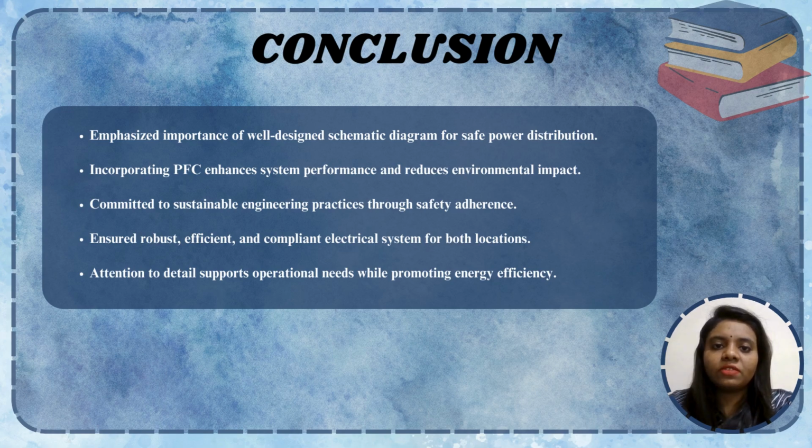Adhering to electrical safety standards and considering cultural and environmental factors underscore the project's commitment to sustainable engineering practice, with a comprehensive approach from component selection to economic analysis, efficiency, and a compliant electrical system for the JKR office and mosque. Overall, the project's attention to detail in design and compliance is critical for creating a safe, efficient, and compliant electrical system that supports the operational needs of both facilities while promoting energy efficiency and sustainability.